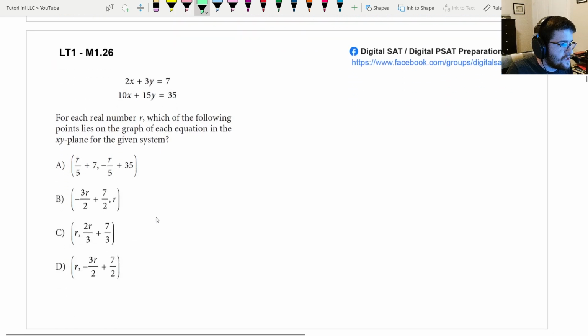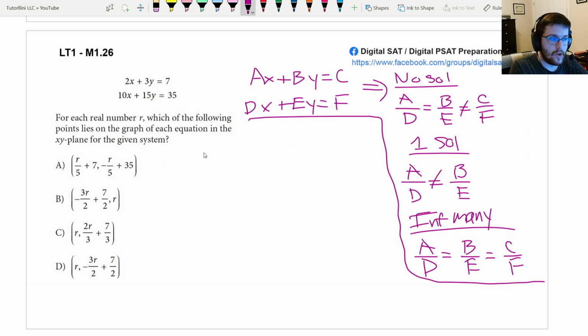Okay, so for this guy, which of the following points lies on the graph of each equation? Okay, let me look this one over. Okay, so if you don't see it with your mind's eye right away, probably the easiest way to check how many solutions two linear systems in standard form have is by using what I have written on the board.